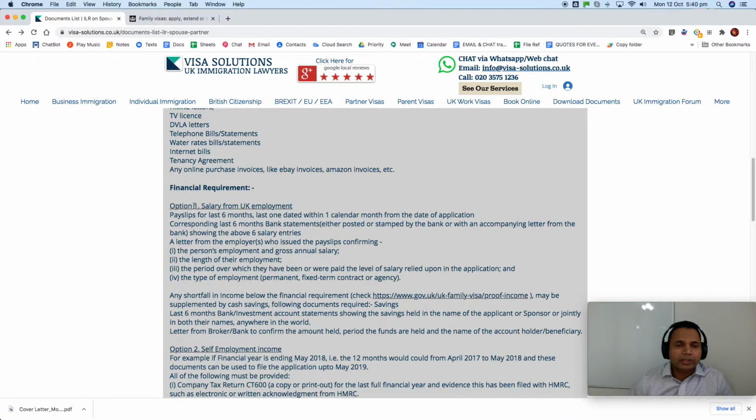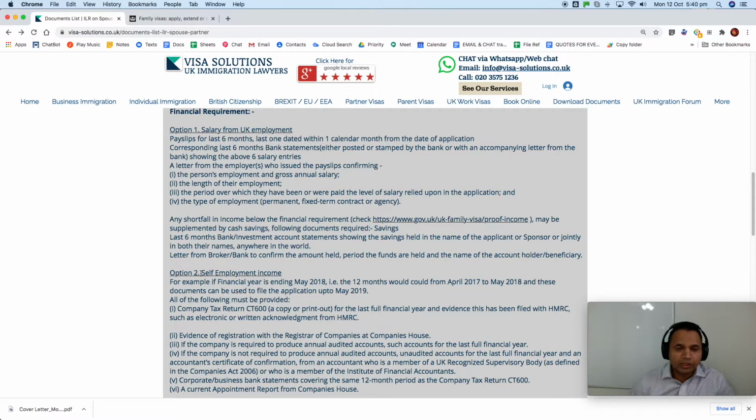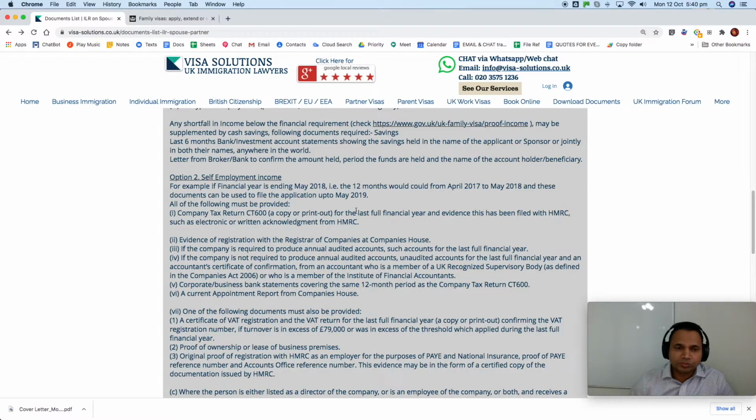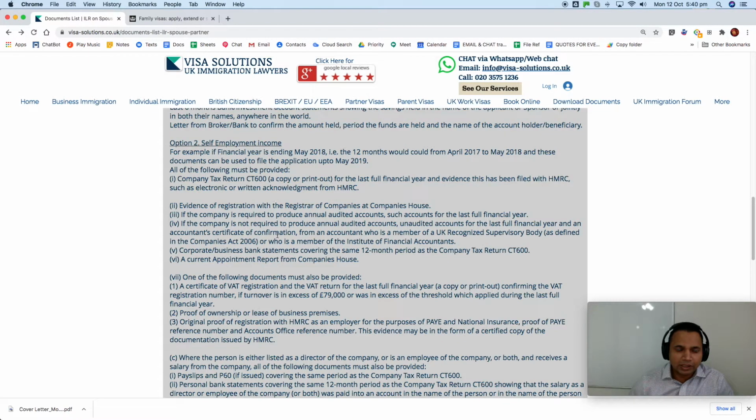You can combine salary employment with savings. However, you cannot combine self-employment with savings. Very important point. So these are the documents that are required.